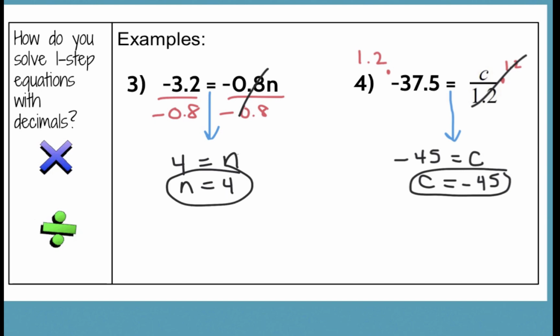For number 4, when I solve for c, I got the value to be -45. This is a one-step division equation. I need to get the 1 2/10 out of there while maintaining equality to find the value of c. That means I need to multiply both sides by 1 2/10. When I did that, again, I got -45. If your answers don't match mine, pause the video and see how my work differs from yours.